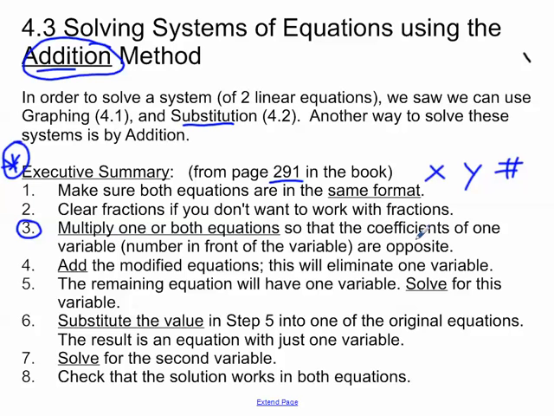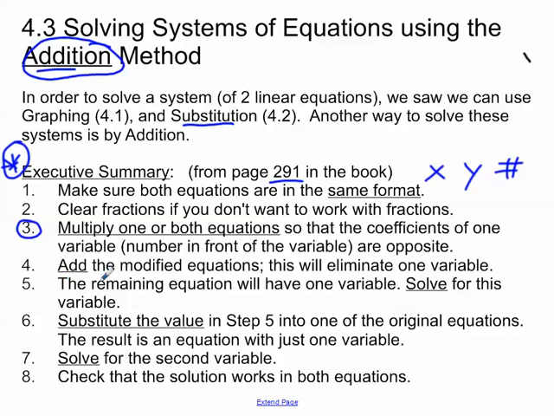Opposite means one's positive, one's negative, but the same value. So one could be positive 5, one could be negative 5, so that when you add them up using the addition method, they will go away. So that's step number 3. Step number 4 is add both equations. Because you've made the coefficients of one of the variables opposite, when you add them up, that will eliminate one variable.